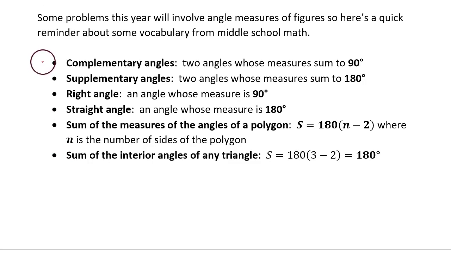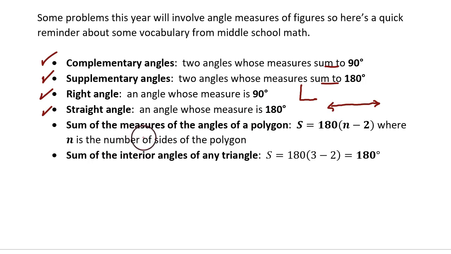If you ever see a math problem that talks about complementary angles, those are 2 angles whose measures sum to 90 degrees. For example, 30 degrees and 60 degrees are complementary. Supplementary angles are 2 angles whose measures sum to 180 degrees. For example, 120 and 60. A right angle is an angle whose measure is 90 degrees. It looks like this. A straight angle is an angle whose measure is 180. It looks like this.